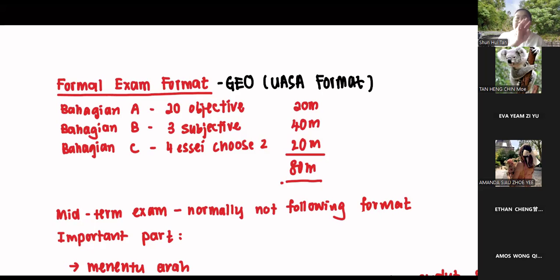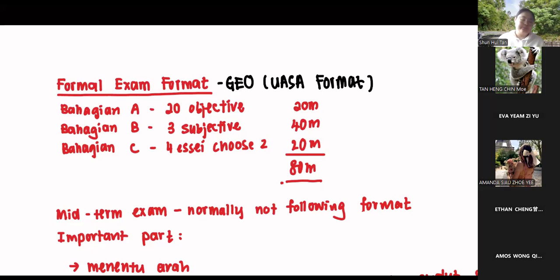They will provide you 4 questions and you are going to choose 2. Okay, you're going to choose 2. Each question is worth 10 marks, a total of 20 marks. So together, your paper is going to be worth 80 marks for the formal exam.